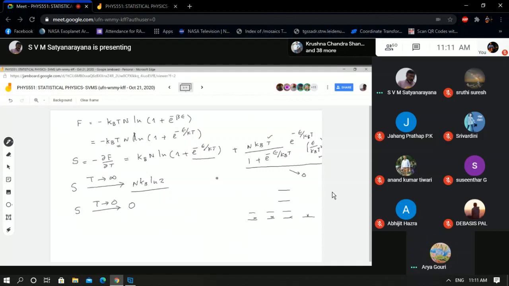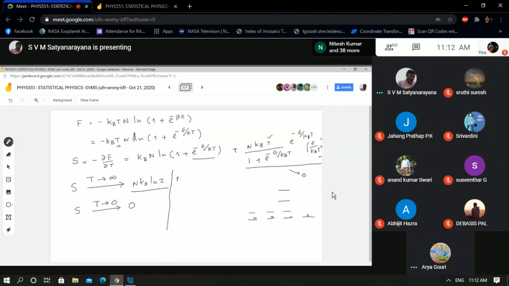So this one, 1 by t goes to 0, 1 by t goes to infinity. So e power minus infinity is 0. Correct? ln of this one becomes simply logarithm of 1, and logarithm of 1 is 0.